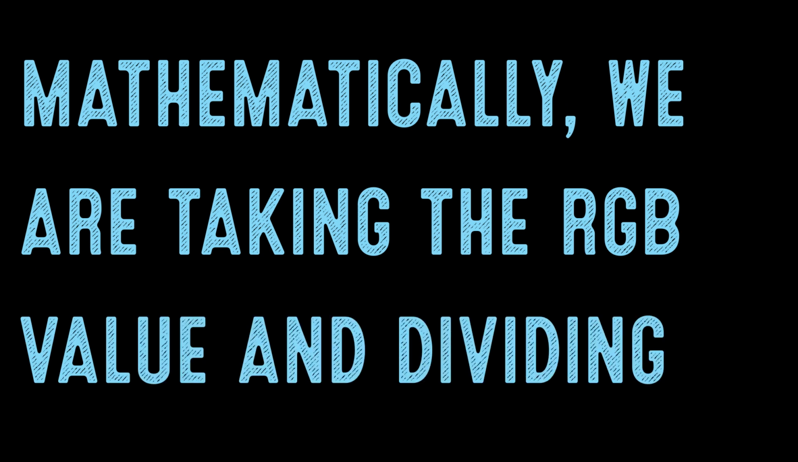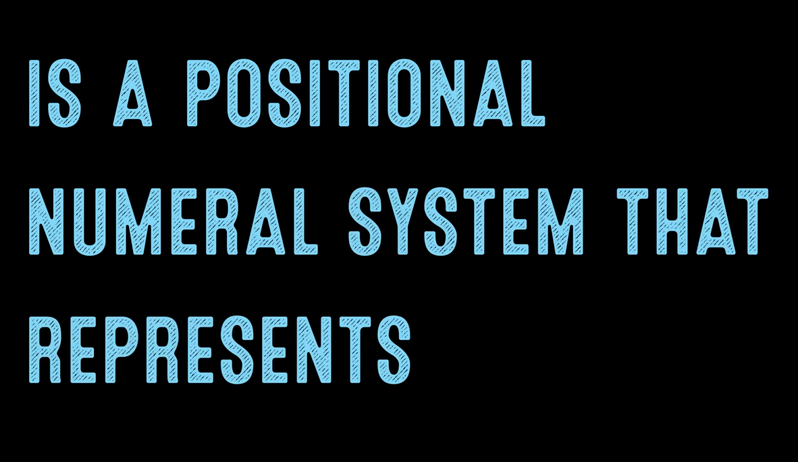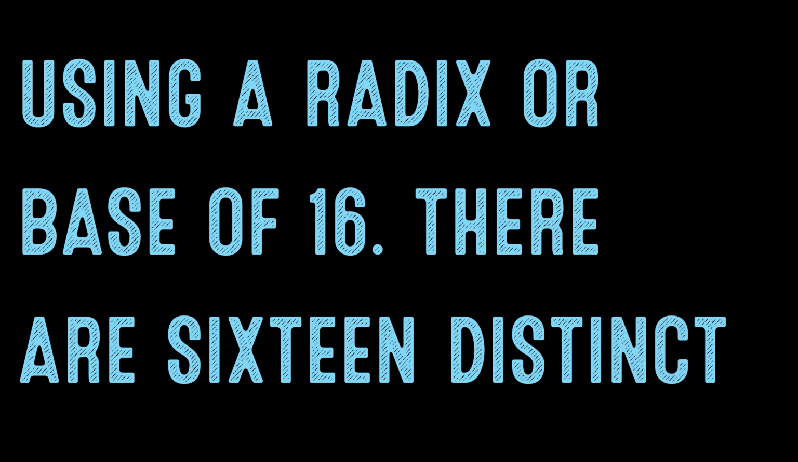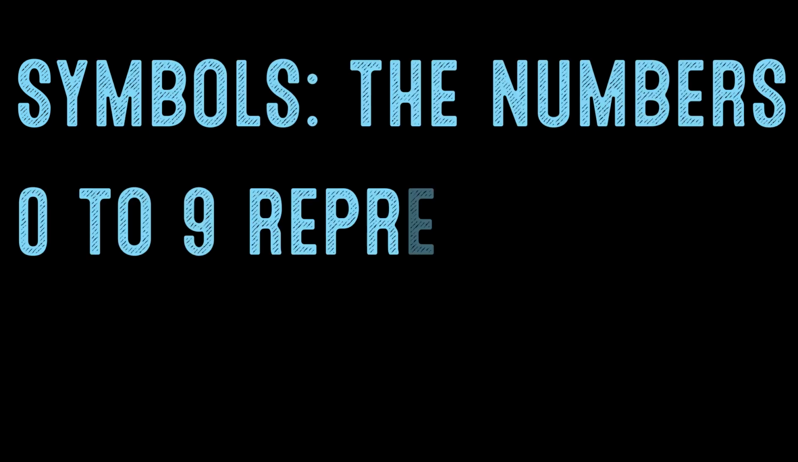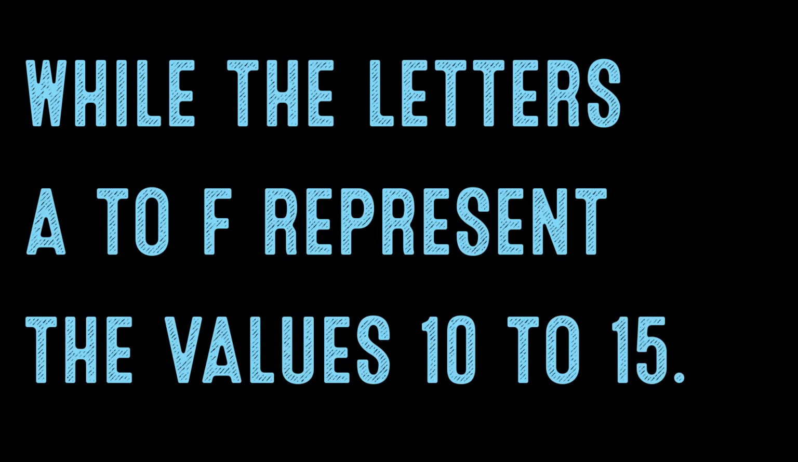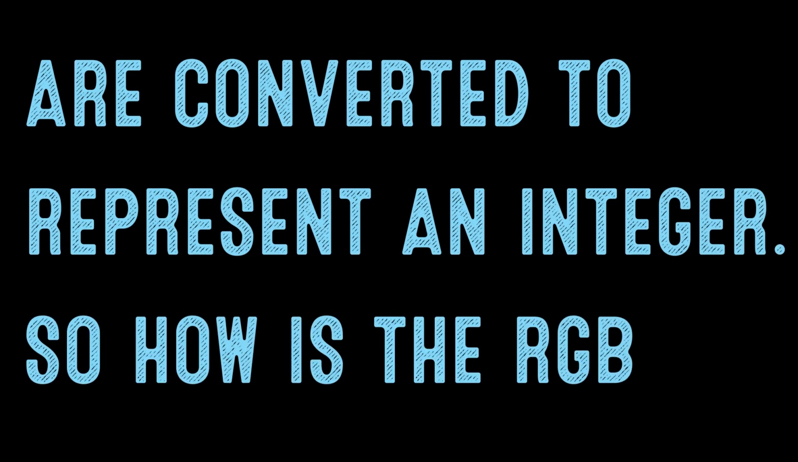Mathematically, we are taking the RGB value and dividing it by 16. The hexadecimal numeral system is a positional numeral system that represents numbers using a radix, or base, of 16. There are 16 distinct symbols. The numbers 0 to 9 represent the values of 0 to 9, while the letters A to F represent the values 10 to 15. In this system, we deal with integers, so the fractions are converted to represent an integer.